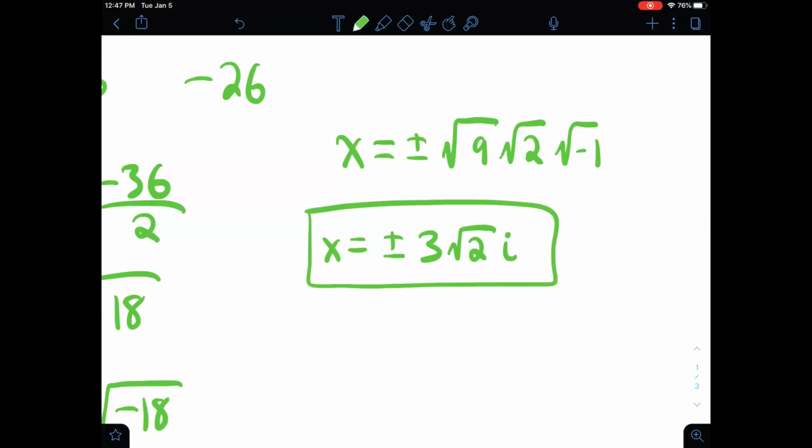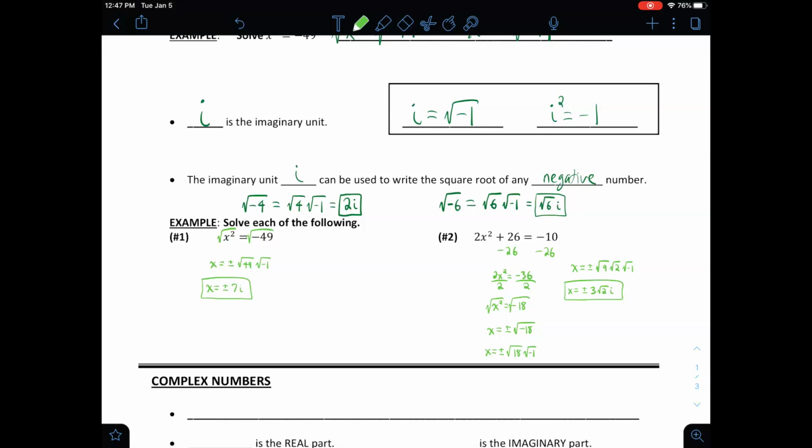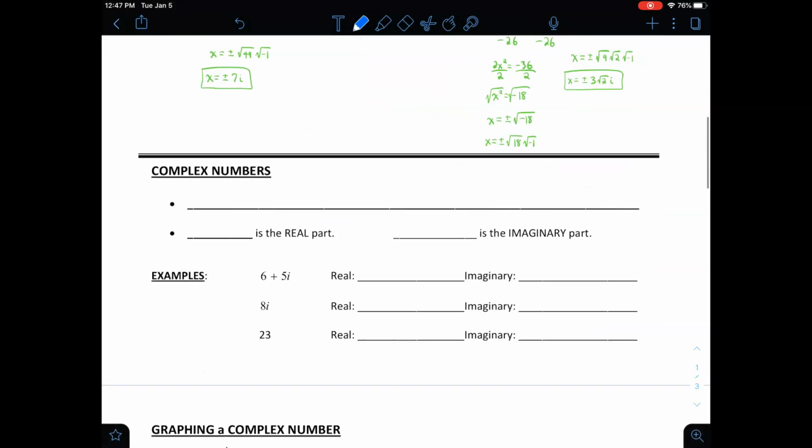And there's our answer. When I write my final answers, I usually go in the order of whole numbers, radicals, and then i. You don't go like whole number, i, and then square roots. We kind of go that direction. All right, sounds good. Moving on.